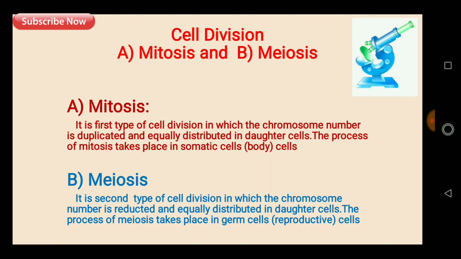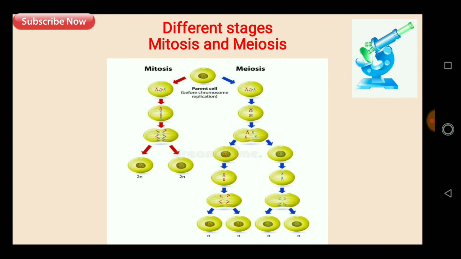The process of meiosis takes place in the germ cells, that is in the reproductive cells. Now let us see one by one. These are the different stages of mitosis and meiosis.